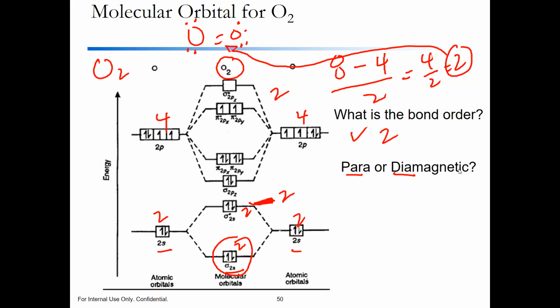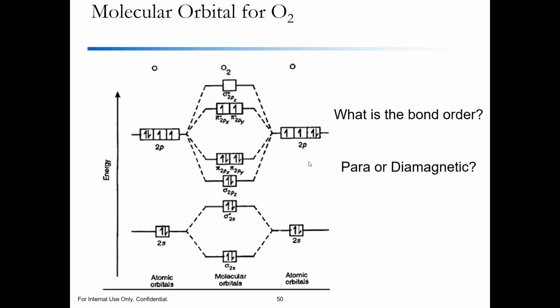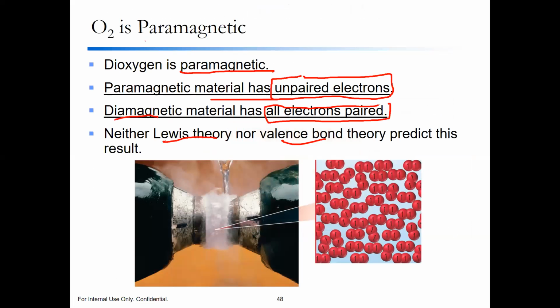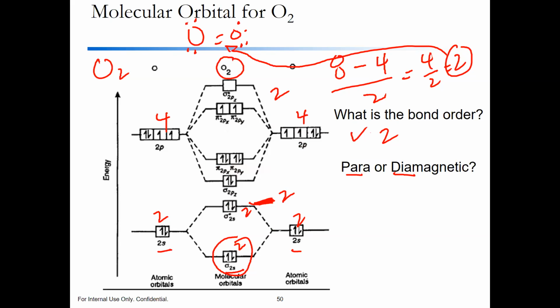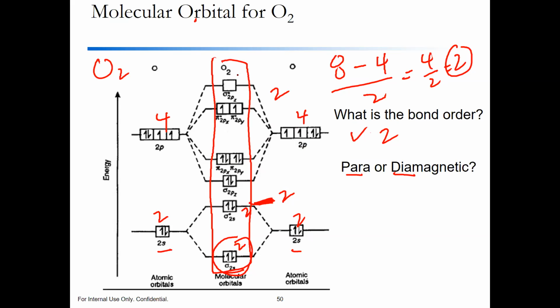Let's go back. What is the definition for paramagnetic? Unpaired electrons. Do I have any unpaired electrons in my molecule? What is my molecule? O2. That means I have to look at everything over here. Do I have any unpaired electrons anywhere? Right there, I got unpaired electrons. So this is paramagnetic. So this model predicts I have a bond order of 2, double bond.